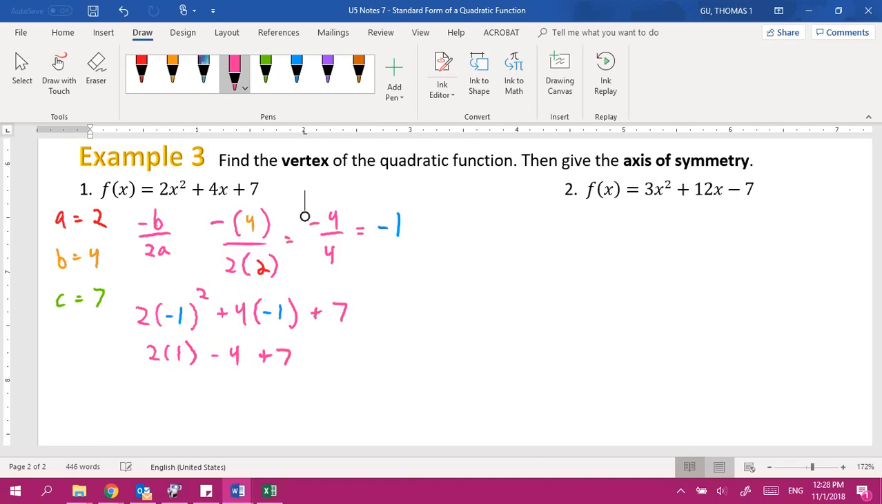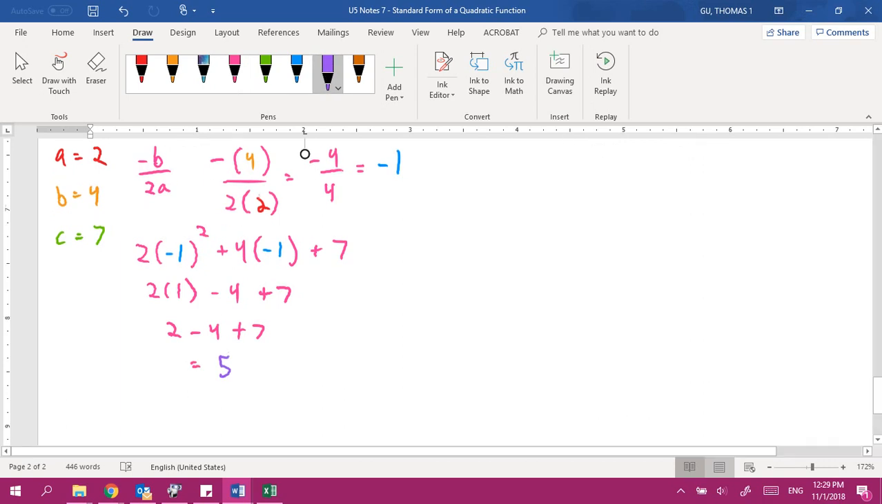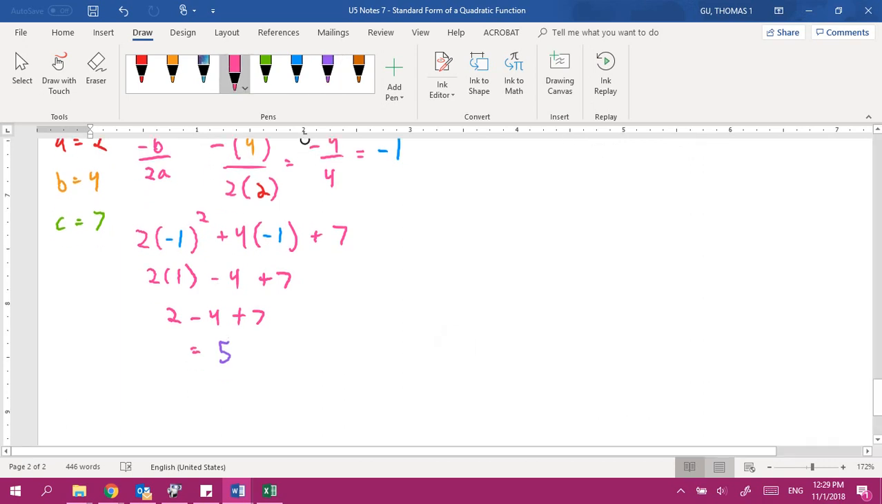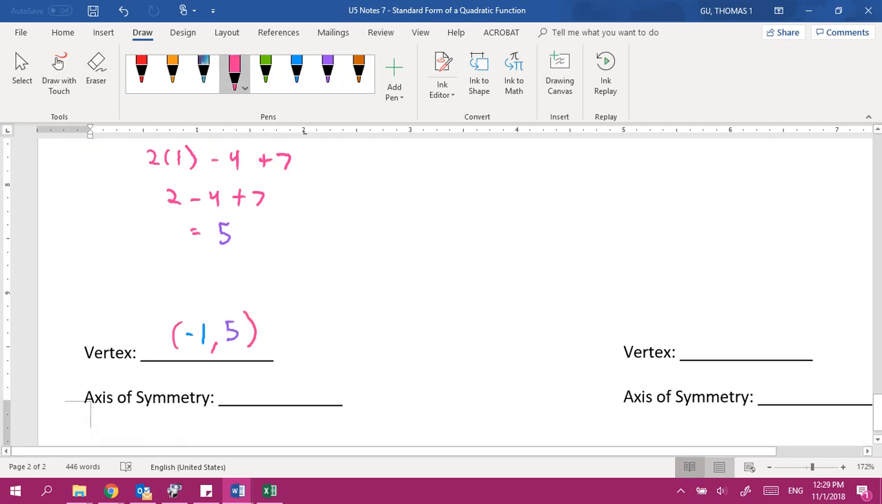And now we simplify one final time. What's 2 times 1? 2. So we got 2 minus 4 plus 7. What is that? 5. That's right. So what's our vertex then? Negative 1 comma 5. That's right. And so if we find the vertex, like right there, what's my axis of symmetry? X equals negative 1. That's right.